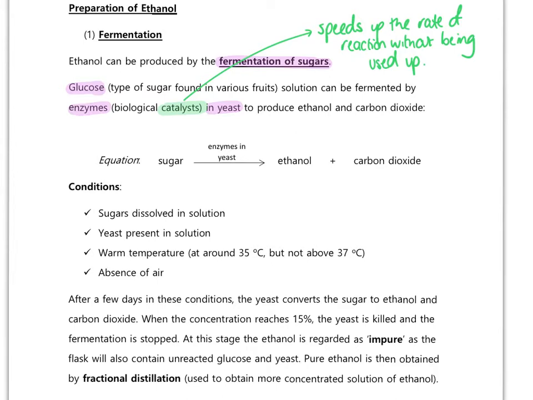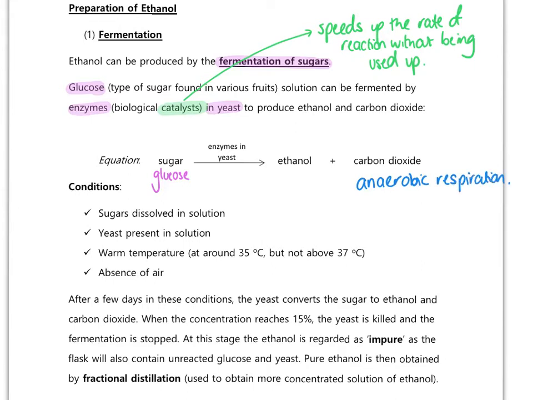Again, you don't need to be able to write a balanced symbol equation for that or anything like that. So it's sugar, and in particular glucose. And it undergoes fermentation to produce ethanol and carbon dioxide. This is an example of what we call anaerobic respiration.